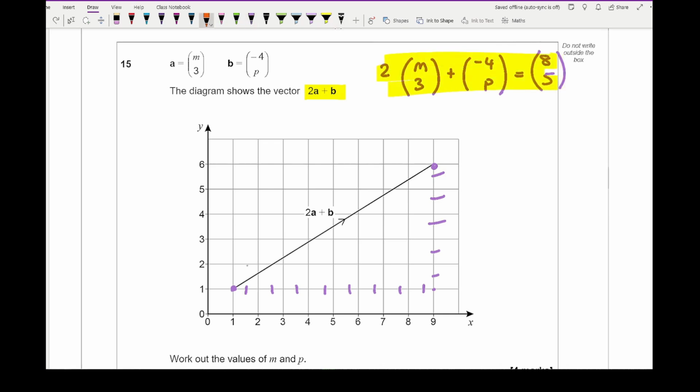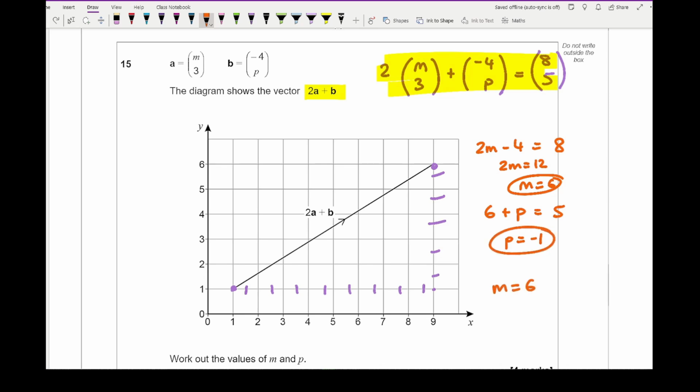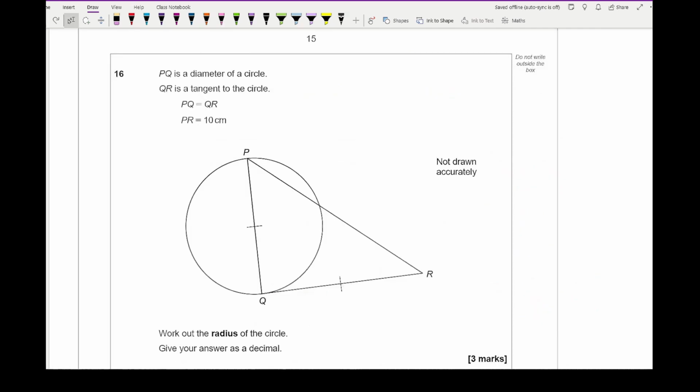Now, if I translate that and simplify it, we get 2m minus 4 equals 8. And I get 6 plus p equals 5. So then solving this, we get 2m equals 12, so m equals 6. And then solving this, we get p equals minus 1. So there are my values for m and p. Now moving on to question 16, it says PQ is the diameter of a circle, QR is a tangent to the circle, PQ is equal to QR, and PR is equal to 10 centimeters.